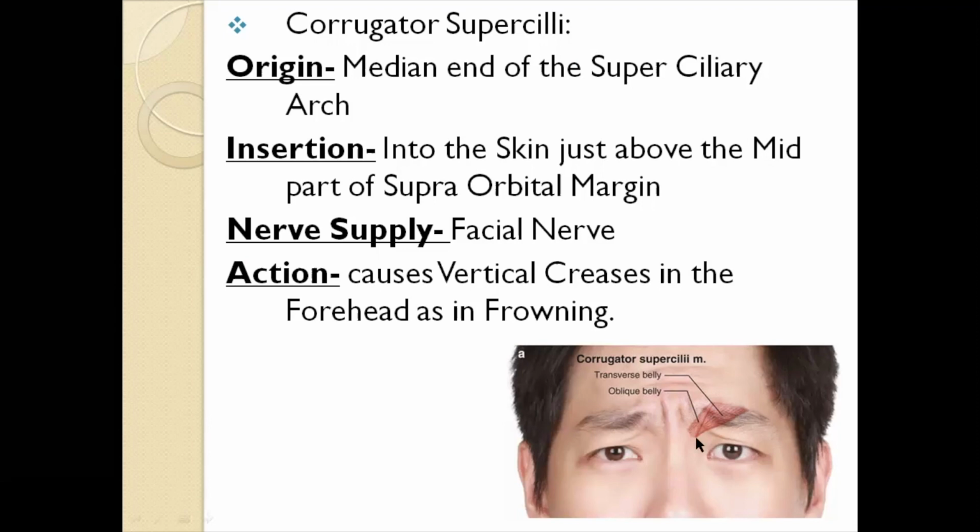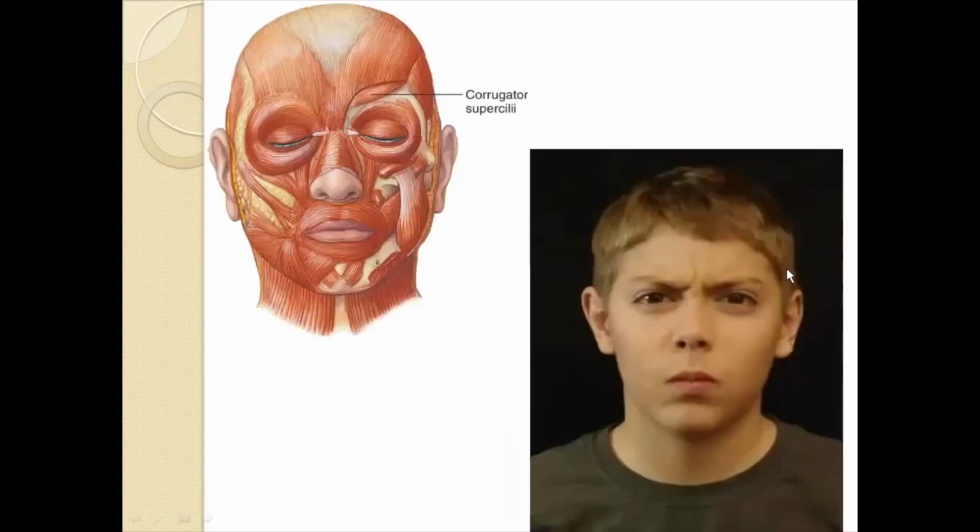And where does it originate from? The superciliary arch, which is located somewhere in this region when it comes to the bony landmark. I'll show it to you in a diagrammatic presentation. You can very well appreciate, it originates from the medial end of the superciliary arch and inserts somewhere in the mid part of the supraorbital skin, just above the mid part of the supraorbital margin.